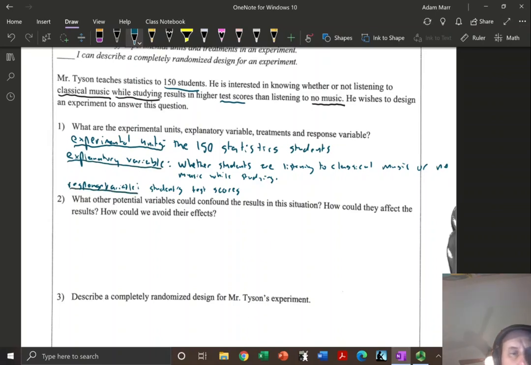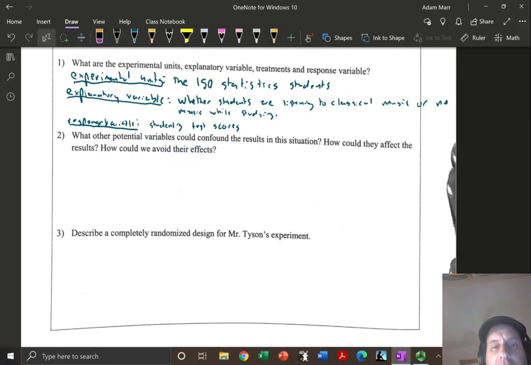Next, let's do it. What other potential variables could confound the results in this situation? How could they affect the results? How could we avoid their effects? Okay, this one was a little tricky.